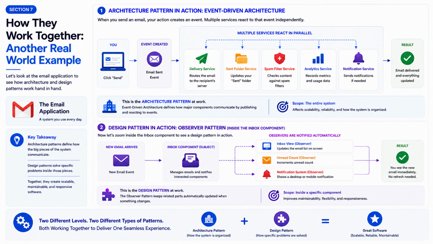Inside the inbox component, a design pattern may also be in play. When a new email arrives, the unread count updates, the inbox list refreshes, and maybe a notification pops up. That is observer behavior again, one change triggering multiple updates automatically. The system feels smooth because the architecture handles the big flow of work, and the design pattern handles the small reactions inside the interface. Two levels, two kinds of patterns, one seamless user experience.